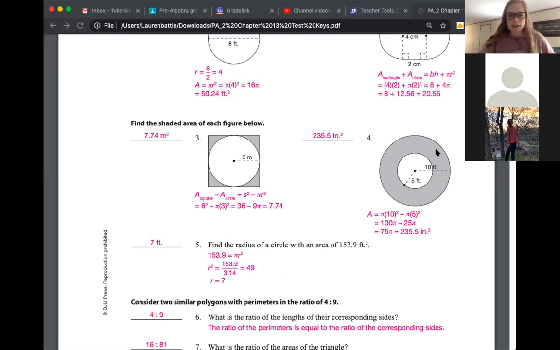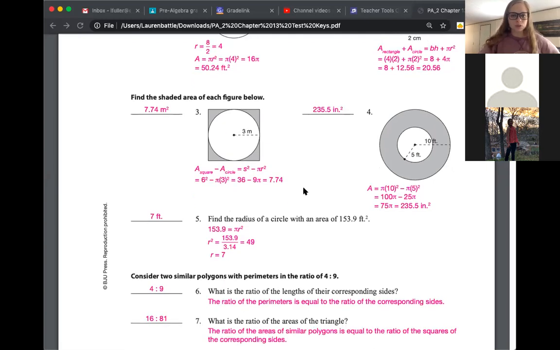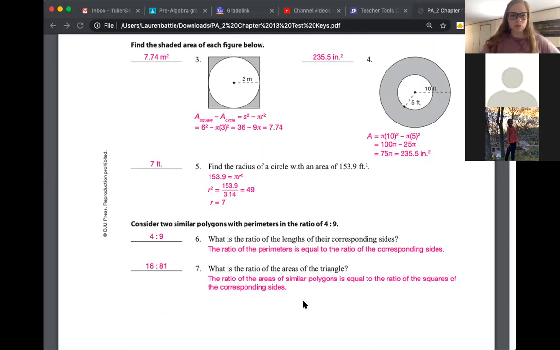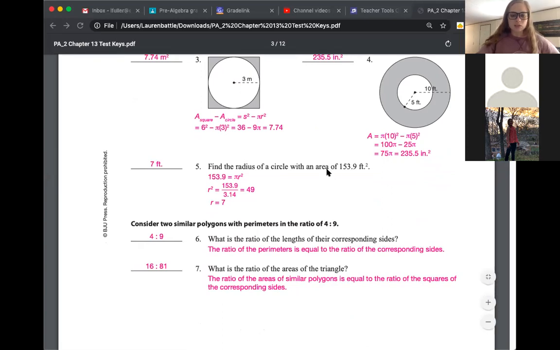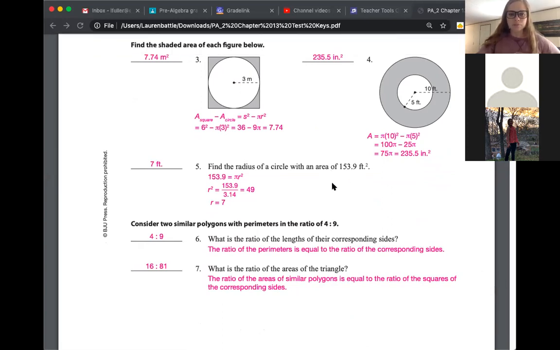Number 4, have to take the area of the whole outside and subtract this little cutout here. So we're just finding the area of the shaded region. They give us the radii for both of those. Hopefully that wasn't too difficult. Finding the radius if you're given the area. Oh, plug it into your formula. Area equals pi r squared. Make sure you take the square root to find just r.